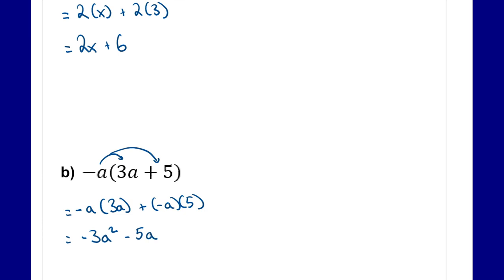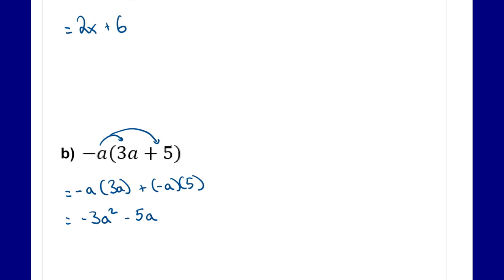Again, after we expand, or use the distributive property, we sometimes want to check to see if we can collect like terms. In this case, there are no like terms between the final two terms, right? Between negative 3a squared and minus 5a, there are no like terms. Yes, they both have a's, but one is squared and one is not.